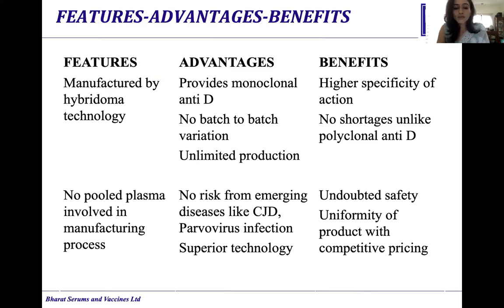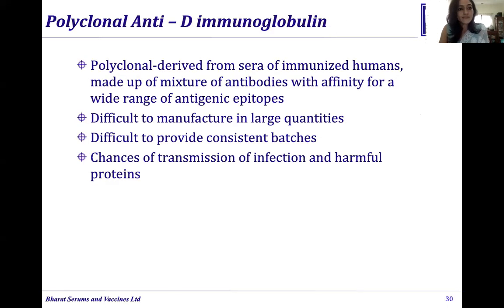There is no batch to batch variation. There are no limitations to its production. It could be unlimited. There are no risks of the CJD virus or parvovirus infection, and it has a higher specific action, no shortages. Of course, we saw that, and it is safe. One of the disadvantages of the monoclonal antibody is that it may not cover all the epitopes of the D antigen. That is one major disadvantage, and there could be batch to batch variation. Certain studies have come up with batch to batch variation. However, we look at the recommendations.